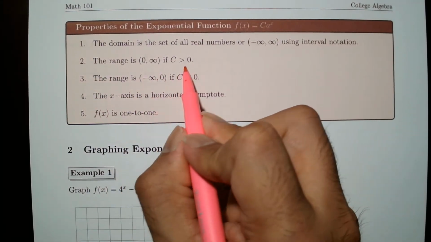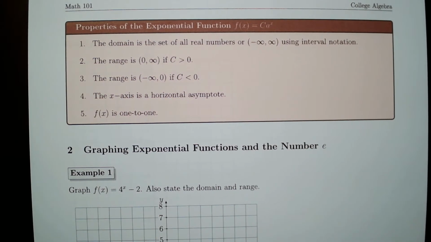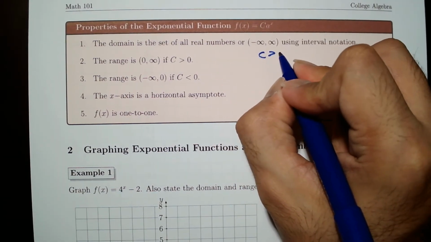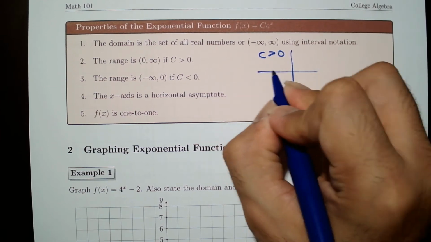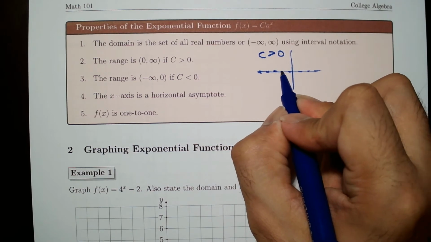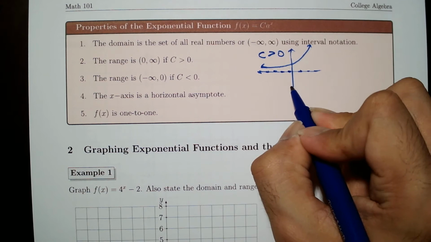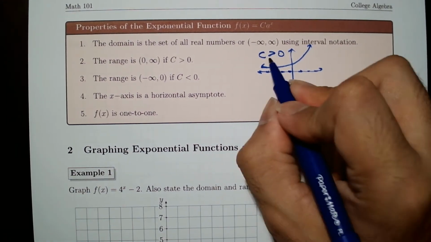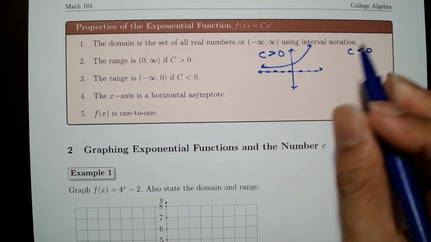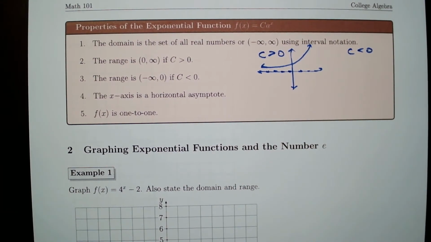And the range, so that's for the positive case, when c is greater than 0, we are going to have the horizontal asymptote, and then the graph of the exponential. However, in the case in which c is negative, remember when we have a negative, that flips the graph upside down.